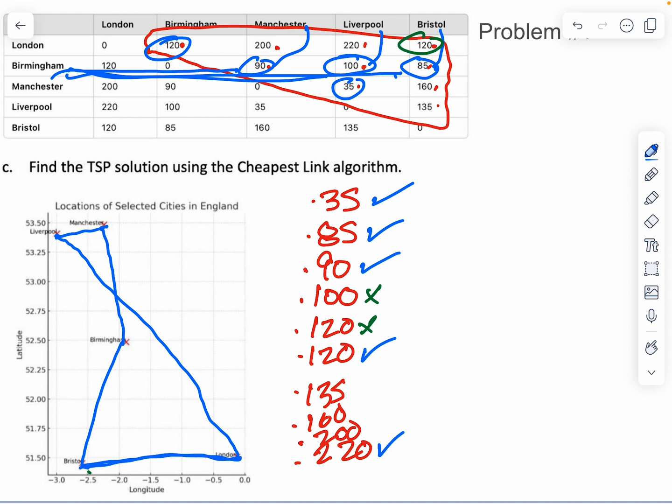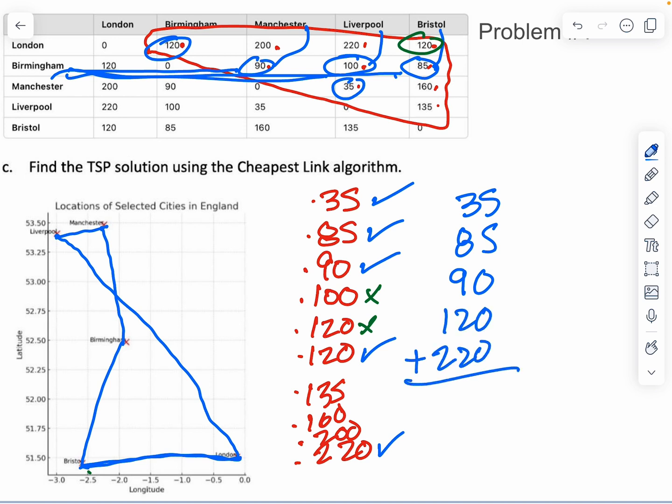So I'm going to add up all of these numbers, and that's going to provide me with my answer for cheapest link. 35 plus 85 plus 90 plus 120 plus 220, okay? That sum is going to be my answer. So I'm going to do it on my calculator. 35 plus 85 plus 90 plus 120 plus 220 is going to be 550 kilometers.